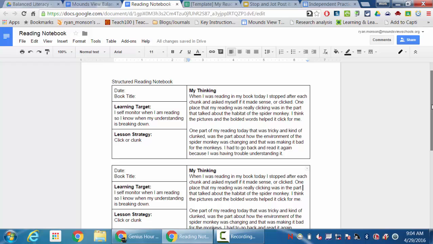But they're always available to the teacher at any time of day, and they can make comments at any time that they want. So this was one example of a reading notebook and how you could possibly use it in class.